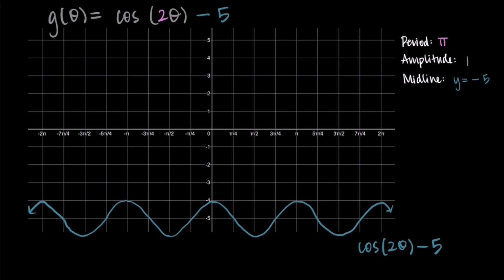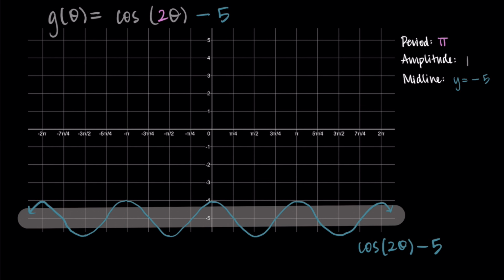Then I just like to check so I can see the period is pi since I start repeating myself after that distance. The amplitude is 1, and my midline is here at negative 5. So I've done this correctly.